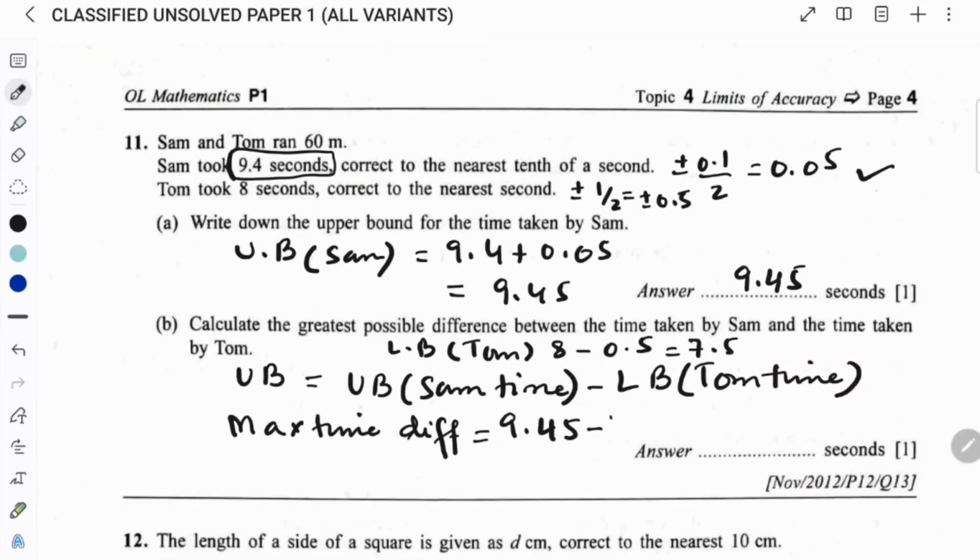Minus 7.5, you do 9.45 minus 7.50. Borrowing, that is 9 point, then 8 and 7 is 1.95 seconds. 1.95 seconds. Okay, question number 12.